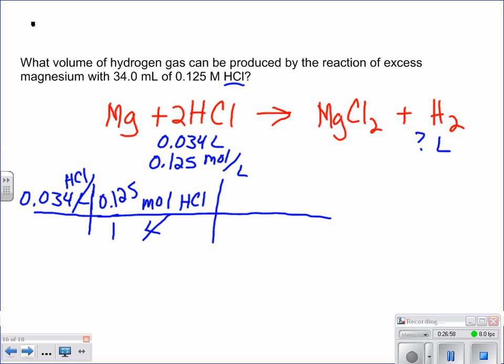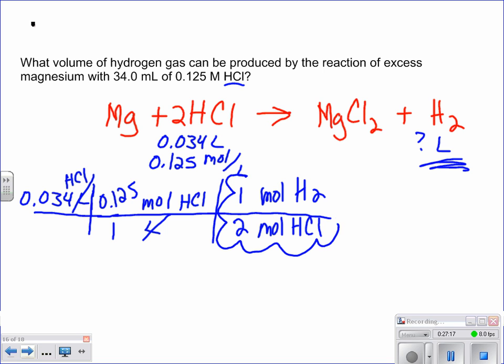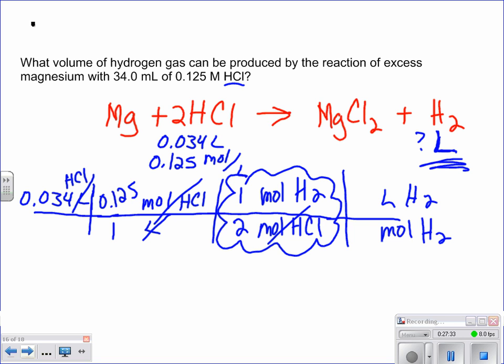You converted successfully to moles of hydrochloric acid. Get rid of those moles of hydrochloric acid and go to moles of the other stuff that you're looking for. So hydrogen in this case. Number that goes up top, 1, bottom, 2. So there's that mole to mole transition step. So now you've converted over to moles of your hydrogen gas. That's not good enough. It's asking for liters. So you get rid of your moles of hydrogen gas and you go to your liters of hydrogen gas. 1 mole, 22.4 liters.